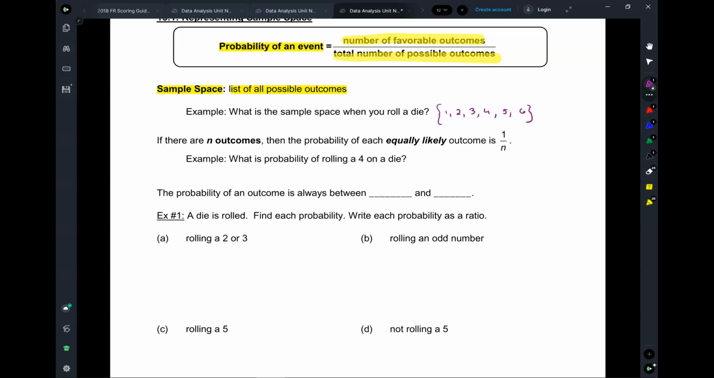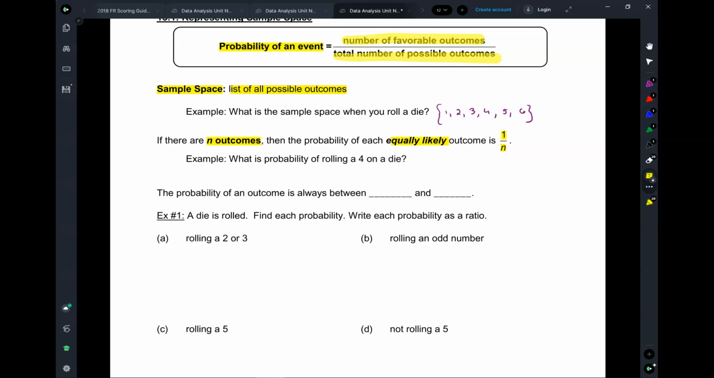Now, if there are n outcomes, then the probability of each equally likely outcome is 1 over n. What are outcomes? Each of these things is an outcome. When you roll a die, what number you get is an outcome. You get 6 possibilities, correct? And each one of them is equally likely to happen. You're not more likely to get a 3 than you are to get a 1.